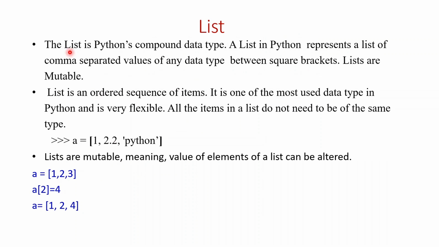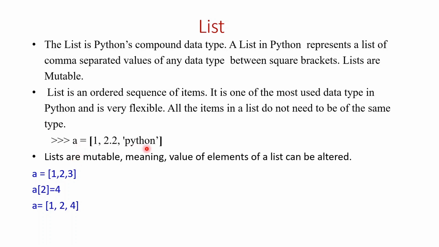Now the most important, this is a new data type, that is list. It is a Python compound data type. A list in Python represents a list of comma separated values of any data type between square brackets. Lists are mutable. A list is an ordered sequence of atoms. It is one of the most used data types in Python, and it is very flexible. So all the atoms in the list do not need to be of the same type.